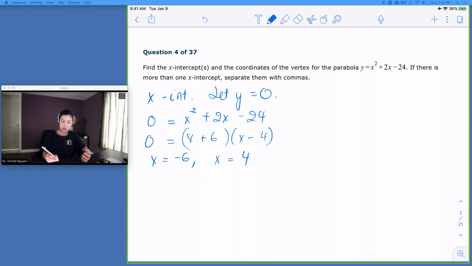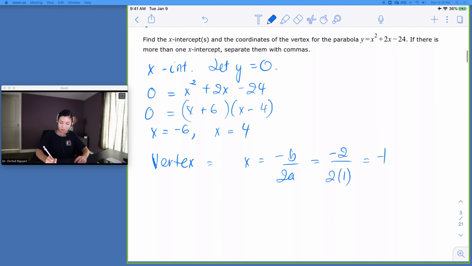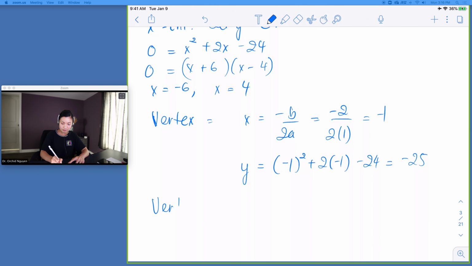The vertex, you can use the formula. So for the vertex, x equals negative b over 2a. And we have standard form, so it's really easy to plug in. So I have negative 2 over 2 times 1. So it's negative 1. And then you plug it in for y. We have negative 1 squared plus 2 times negative 1 minus 24. It's going to give you negative 25. So the vertex is negative 1, negative 25.